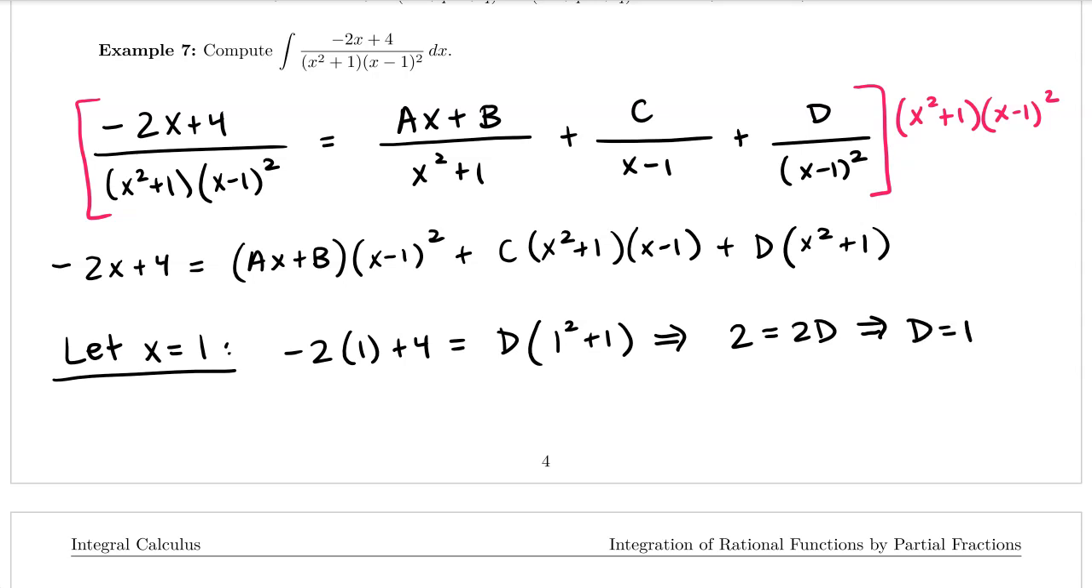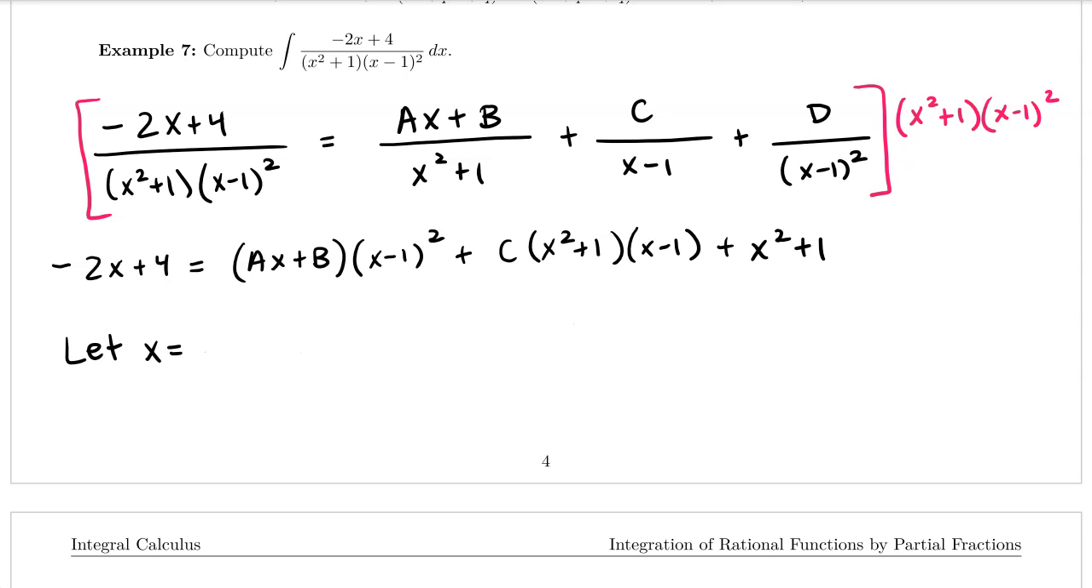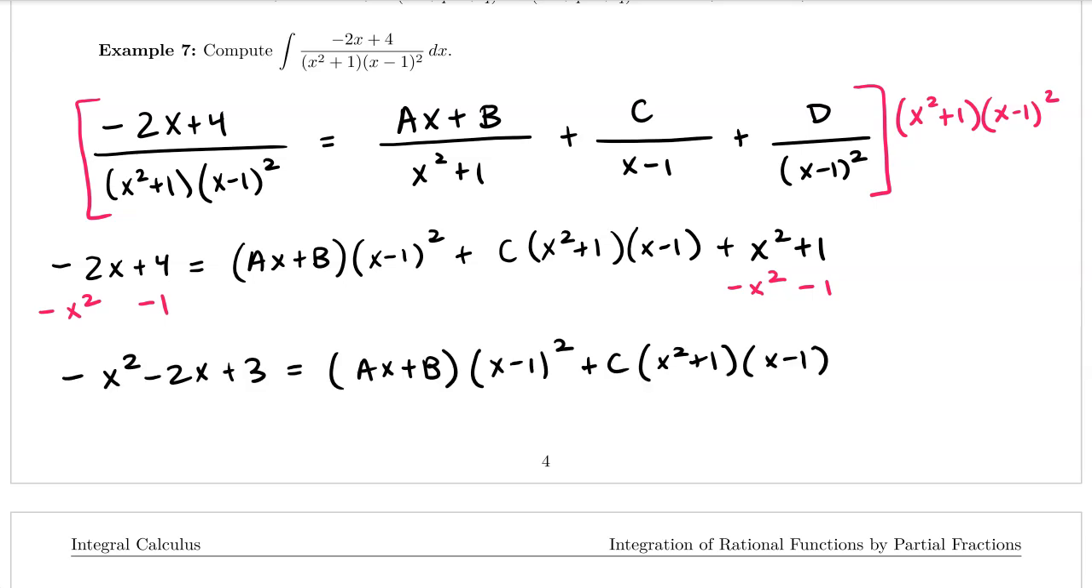So let's go ahead and plug that in here. And if I multiply 1 times x squared plus 1, that's just going to give me x squared plus 1. So we found that D is equal to 1, so I replace that there. Now what I'm going to do is move these terms over to the other side. So I'm going to subtract x squared on both sides, and I'm going to subtract 1 on both sides. And if I do that, let's see what happens. Alright, so this is what we get when we simplify by subtracting x squared and subtracting 1 on both sides.